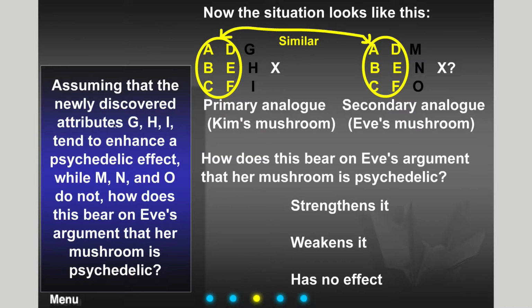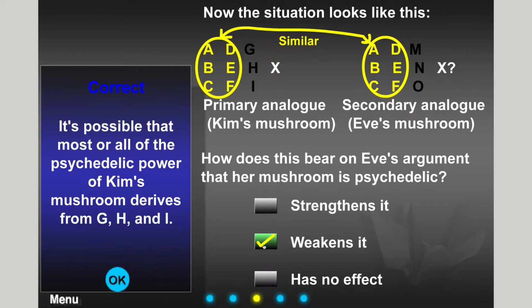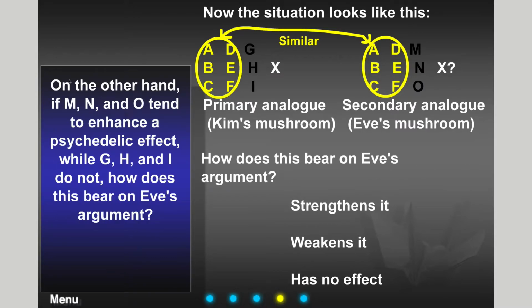Let's go back. Assuming that G, H, and I tend to enhance the psychedelic effect, while M and O do not, how does this bear on Eve's argument that her mushroom here is psychedelic? As we said, it weakens it because it could be these 3 things that make it psychedelic, and therefore these parts have no relevance. Good. Now let's see what I misread. On the other hand, if M and O tend to enhance a psychedelic effect while G and H and I do not, how does this bear on Eve's argument?